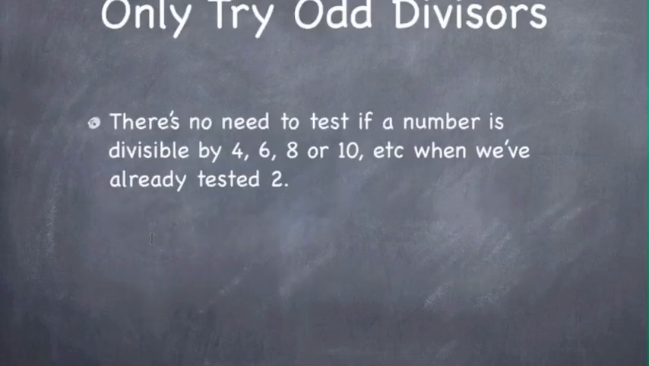So let's only try the odd divisors, and here's why. If a number is not divisible by 2, then it's definitely not going to be divisible by any multiple of 2. That should be straightforward. So we only need to test the odd divisors.